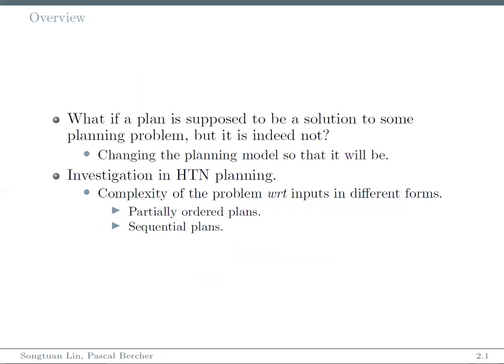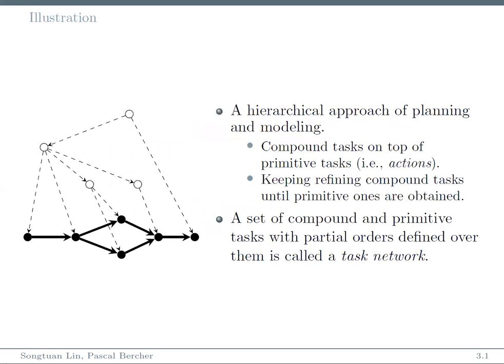For both cases, we have to solve one problem, that is deciding whether we can change the planning model so that the given plan will be a solution. We will investigate the computational complexity of this problem in HTN planning. We will also consider the given plan in different forms. For instance, it could be a partially ordered plan or a sequential one.